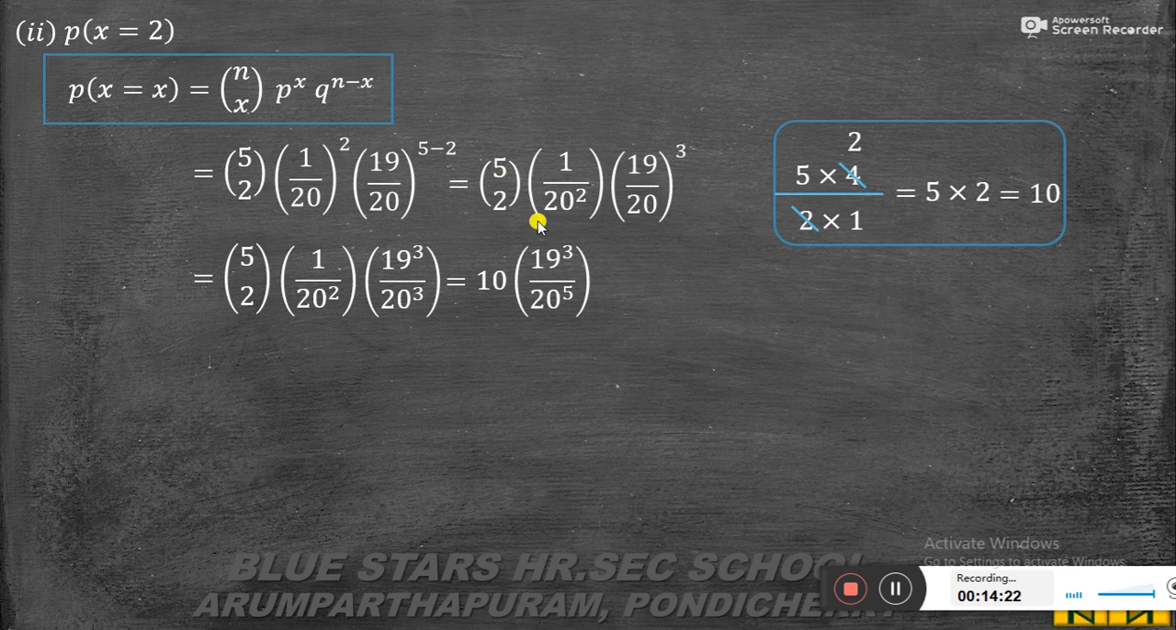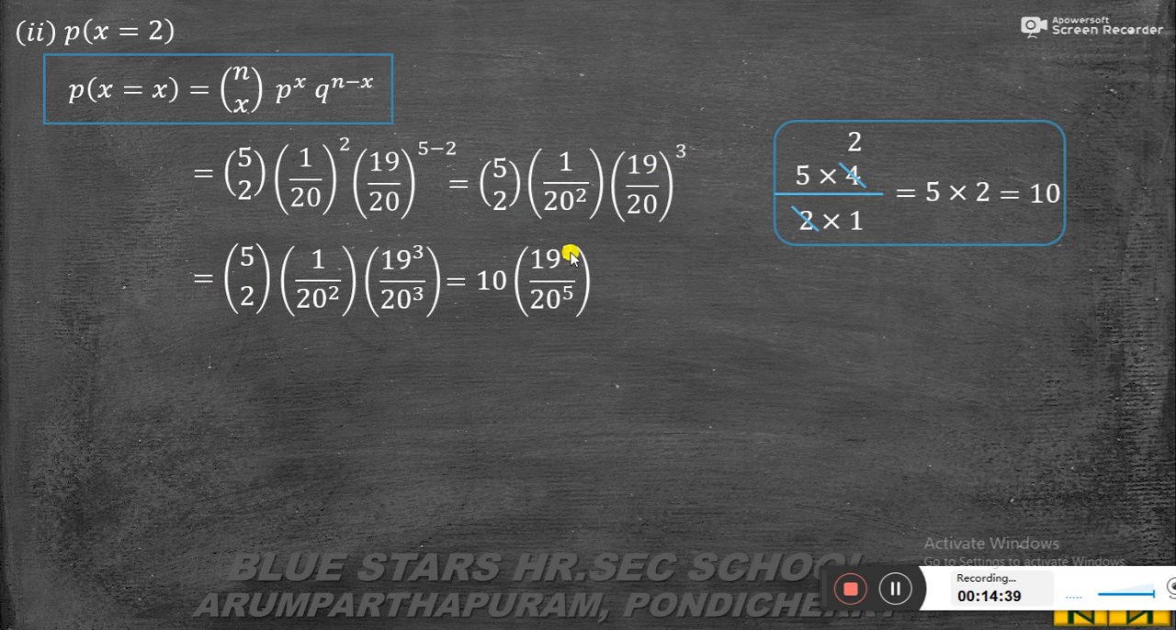So 5C2 means 5 into 4 by 2 into 1. So I divide by the 4. 5 twos are 10. The 5C2 answer is 10. So 10 into 1 by 20 whole square. Next I separate the power. That means I take the power in the numerator and denominator.